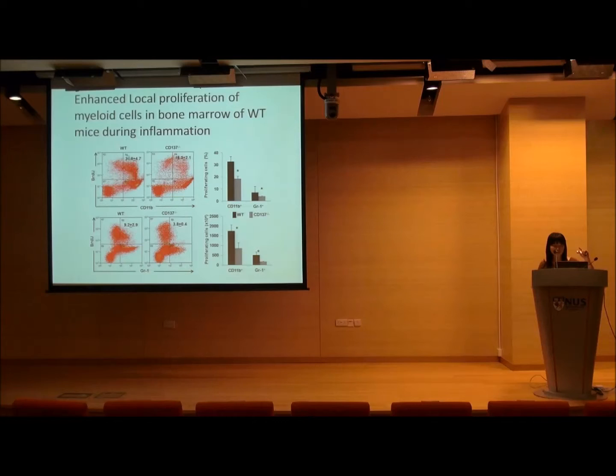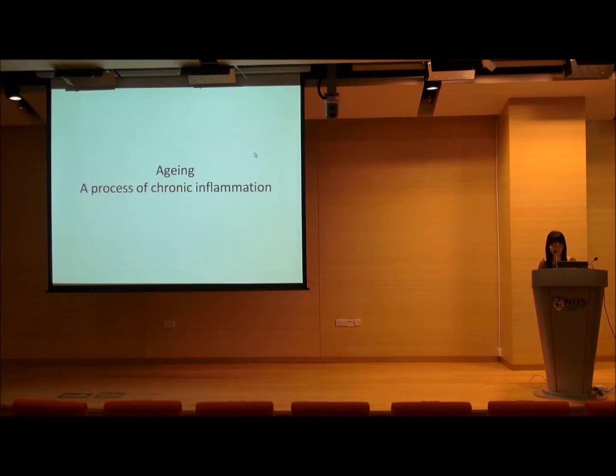So now we know that if you compare wild type and knockout mice, the wild type had an enhancement of the CD11B positive and BrdU positive cells, meaning that these cells are proliferating. And these are the situations of acute inflammation. And how about chronic inflammation?